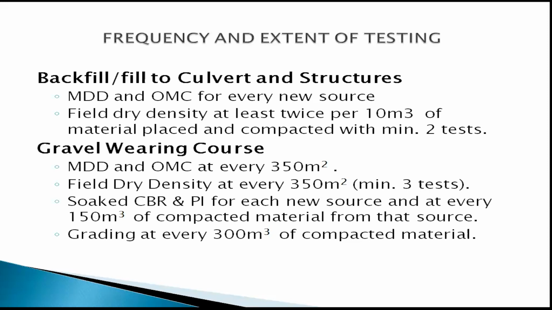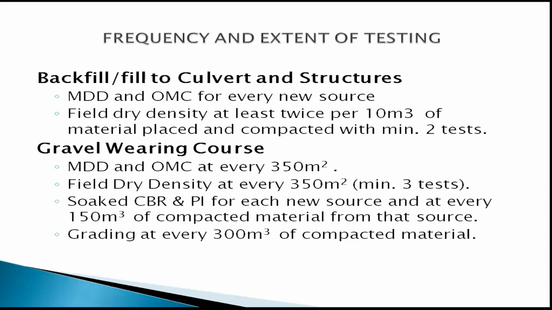when the material is brought to site, for every 350 meters squared, we need to take samples and determine the MDD and then the OMC. So the MDD and then the OMC that we have determined will be used to control the level of compaction within that area from which the sample was taken. So when the compaction is done for the specified thickness of the layer, we need to determine the field dry density at every 350 meters squared. And the minimum test points within that area should be 3 tests.